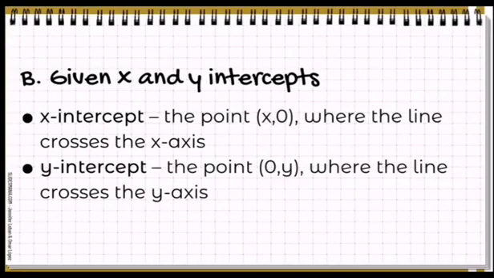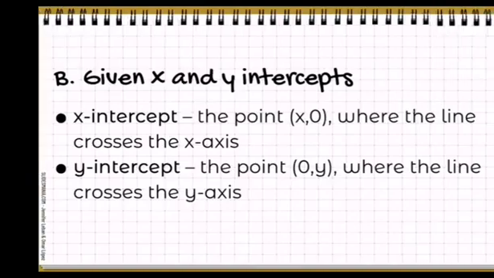Letter B, given x and y intercepts. What is the difference between the two? The x-intercept is the point (x, 0) where the line crosses the x-axis, or in simpler terms, the value of x when y is 0. On the other hand, the y-intercept is the point (0, y) where the line crosses the y-axis, or simply the value of y when x is 0.